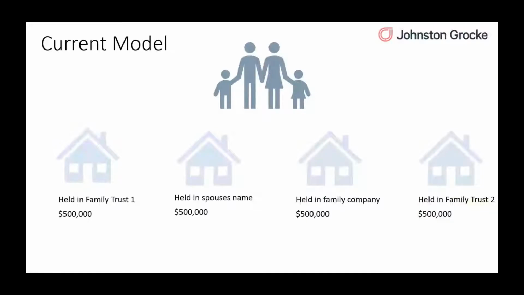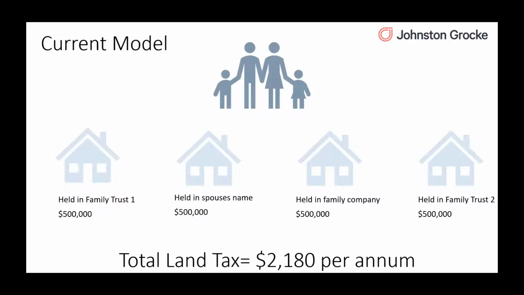And this is sort of how it's being dealt with at the moment, where it's being dealt with on an individual entity basis. So for example, in this one, we've got a family trust holding property for 500, another investment property held in the spouse's name for 500, one held in family company for 500. We've got a second trust, another $500,000 property here, obviously buying things at the right time. Now, they're individually assessed currently, and if we work on this, it's just say it's $2,000 per annum, so we're not talking a huge amount of money.